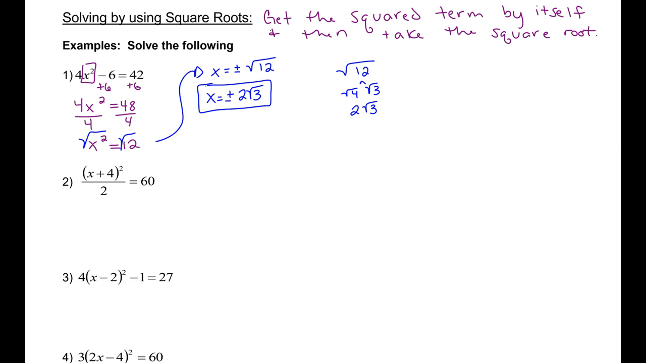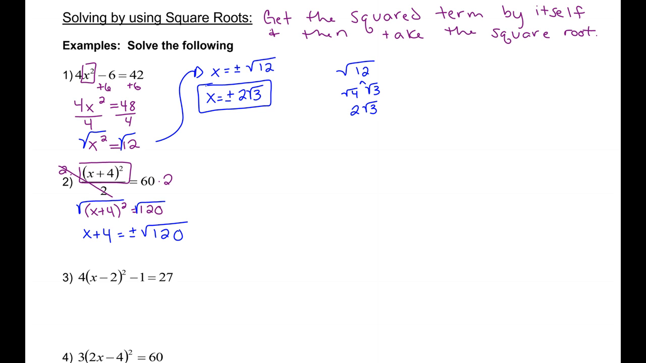We're going to do the same thing for example 2. This time I'm trying to get the quantity squared by itself. So in order to get rid of the 2 in the denominator, I'm going to multiply both sides by 2. So I'll get the quantity x plus 4 squared equals 120. Then to undo the square, I'm going to take the square root of both sides. The square root of a quantity squared is equal to whatever that quantity is. So x plus 4 is equal to plus or minus the square root of 120.